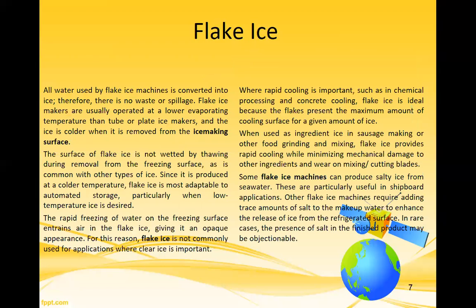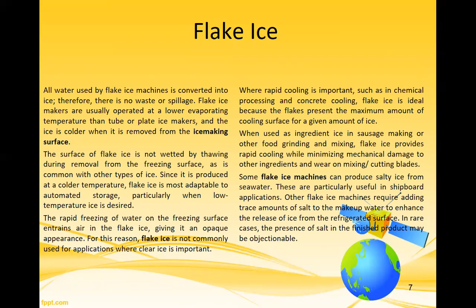So all water used by a flake ice machine is converted into ice. Therefore, there is no waste or spillage. Flake ice makers are usually operated at a lower evaporating temperature than tube or block ice machines, and the ice is colder when it is removed from the ice making surface. Now, the surface of flake ice is not wetted by thawing during removal from the freezing surface, as is common with other types of ice.